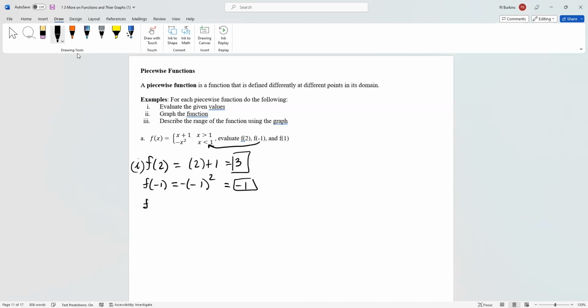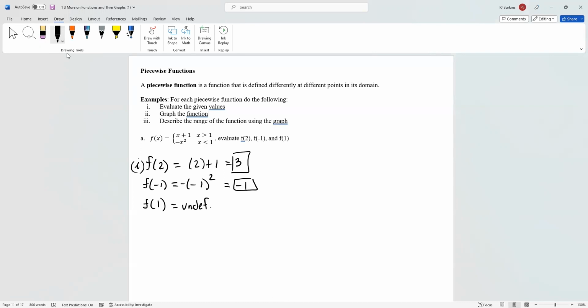The last one says, can you evaluate f of 1? Unfortunately, we can't. Notice that this is greater than 1, and this is less than 1. Neither of those includes 1. They don't say greater than or equal to or less than or equal to. Therefore, this function has a gap or an opening at 1. So this is undefined.